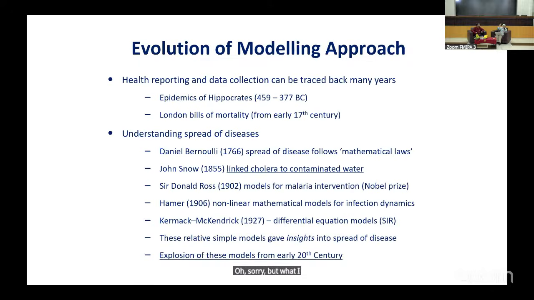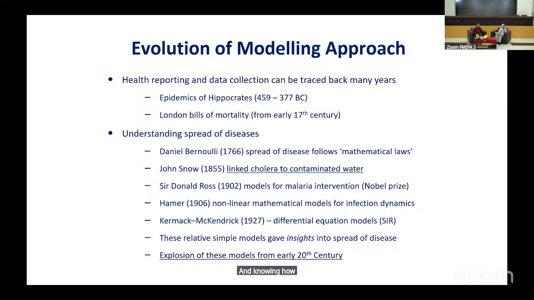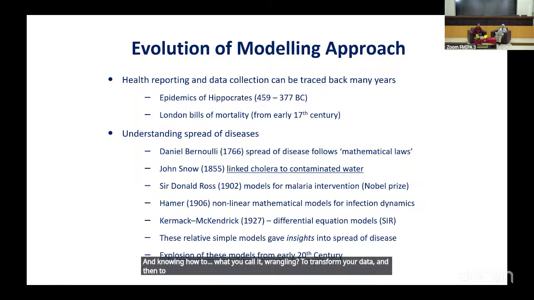But what I want to say here that is relevant to you is data collection. That's the power, isn't it? You can aim to make a model, but if you don't have any data, you won't be able to do any analysis. So data collection is relevant for you as a data scientist, to know what you need from your data in order to model that. And knowing how to do wrangling, to transform your data and then get the parameters from your data, that's a skill.